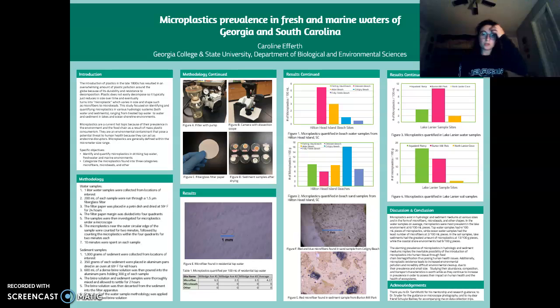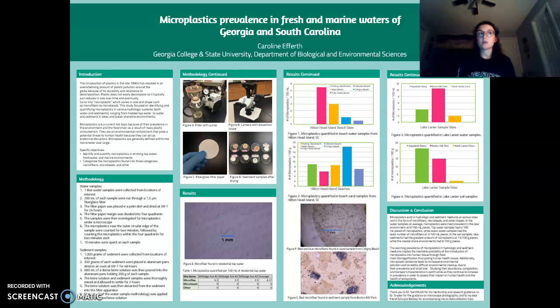The filter paper was dried, and then I marked the filter paper off into 4 quadrants so that when I was looking at the filter paper under the dissection microscope with a camera, I could count the microplastics in each quadrant. A similar process applied to the sediment samples after the microplastics were separated out from the sediment.